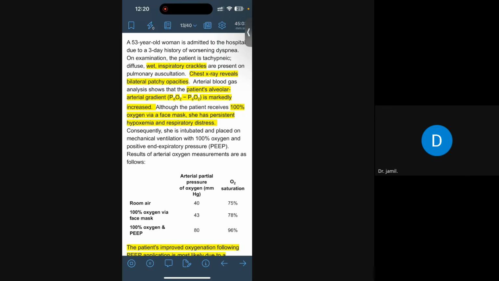Because the patient had diffuse bilateral patchy infiltrates, most likely it is going to be non-cardiogenic pulmonary edema. In non-cardiogenic pulmonary edema, do you see shunting or do you see dead space ventilation?